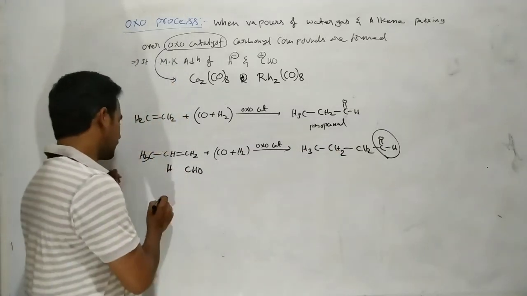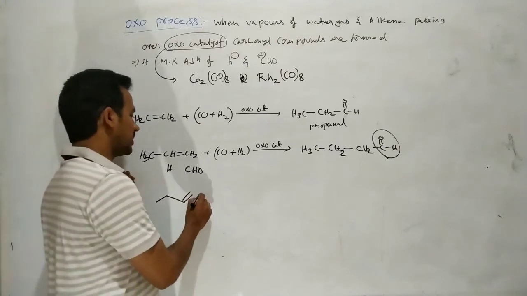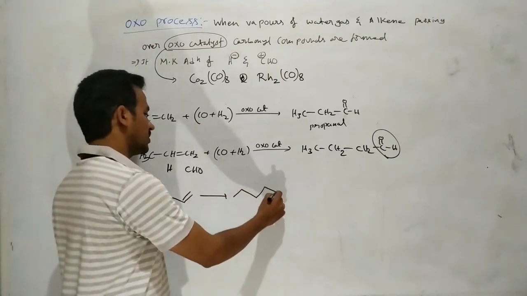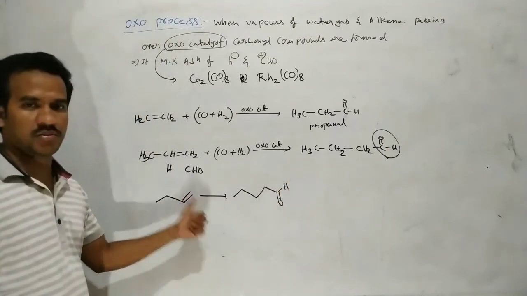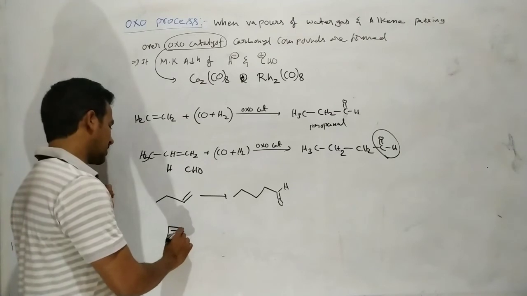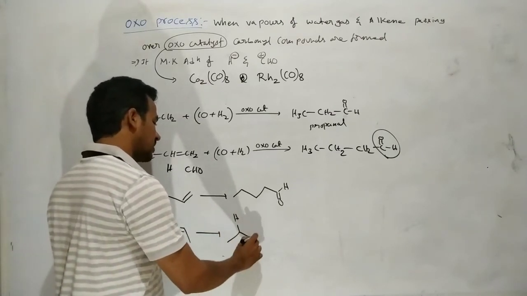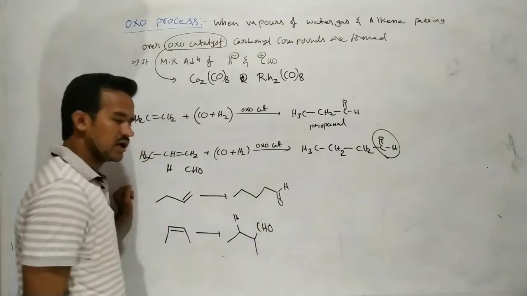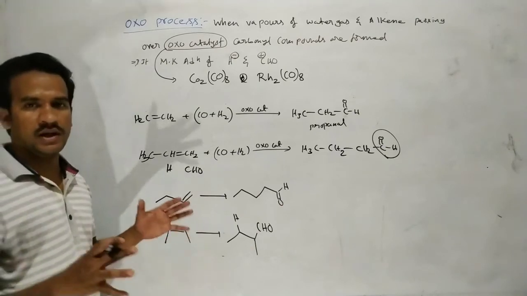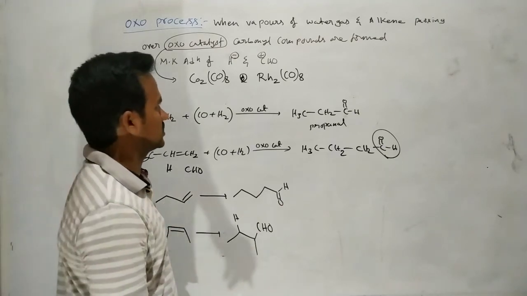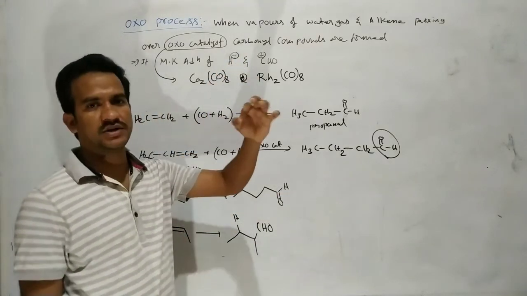Suppose I take 1-butene; in this reaction it gives pentanal, because the positive part is added to the terminal carbon. If I take 2-butene, there is hydrogen addition and CHO addition, and it is also an aldehyde. So in the oxo process we get only aldehydes. It follows Markovnikov addition, involving H minus and CHO plus addition.